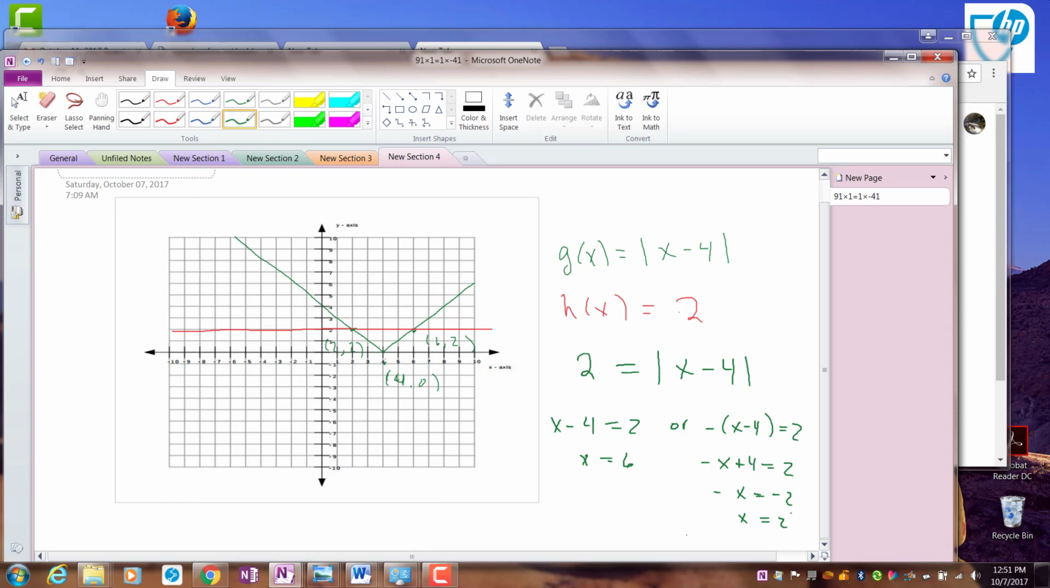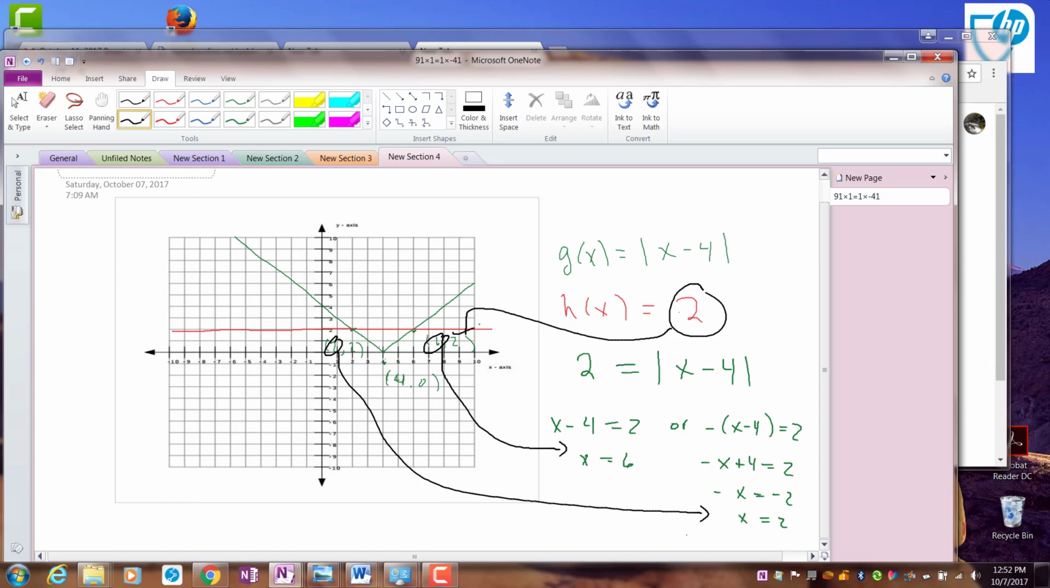And we can see that our intersection points are right where we saw them visually. There's my 6 right there, and there's my 2 right there. And their intersection points are (6, 2) and (2, 2). Okay, there we go.